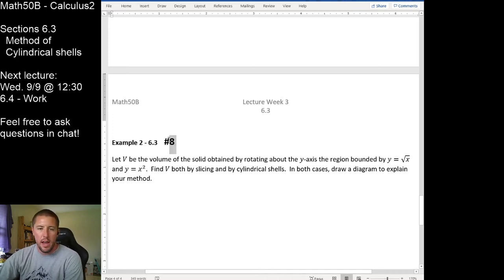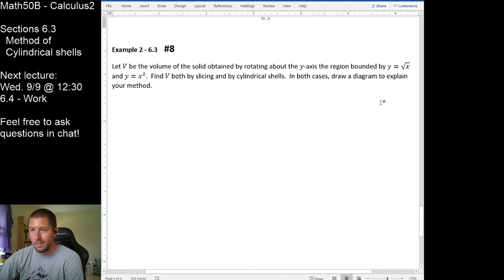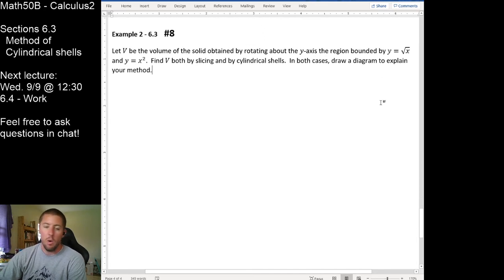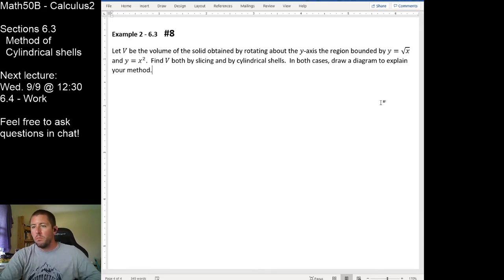I'm going to continue to try and grab the evens so that if you want to give yourself practice with the odds, I'm not stealing the good problems from you. So this is my hope for this one. In both cases, draw a diagram to explain your method. That's really important here, so let's continue to draw these diagrams. I think we should do this slicing first because that's the one we've been doing first. So when they say by slicing, I'm going to say disc washer method here.